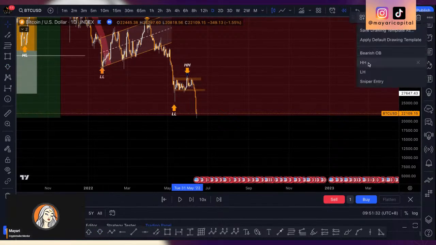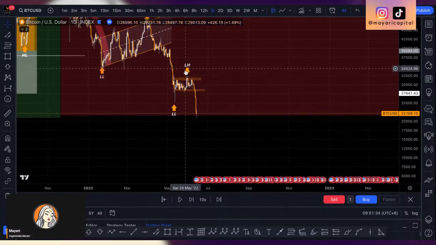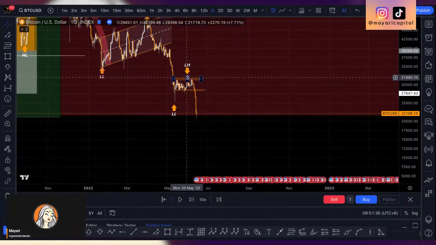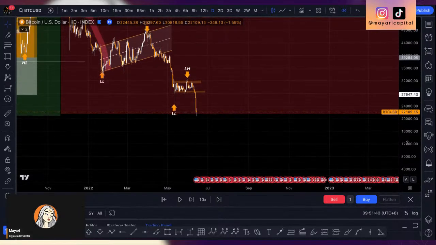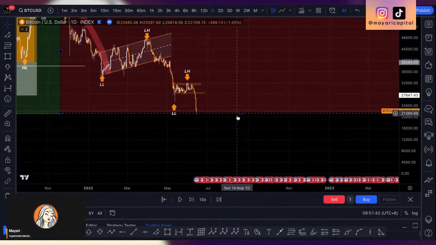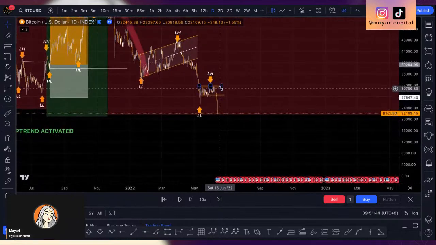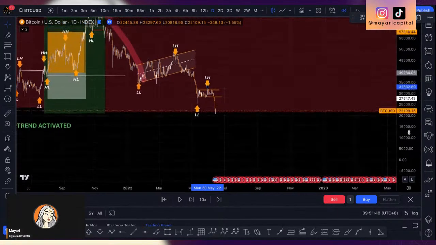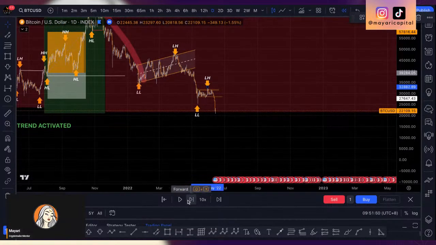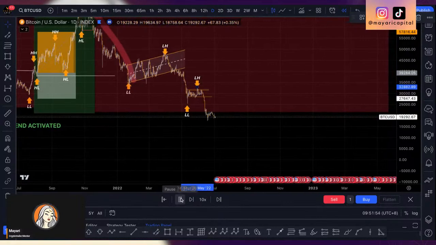Again, there's a detailed lesson for this, okay? I'm not just randomly putting it, saying that's the lower high right there. No, there is a process to know the exact position of them, and that is in my crash course. Again, it is in the description down below. Just click the link over there.